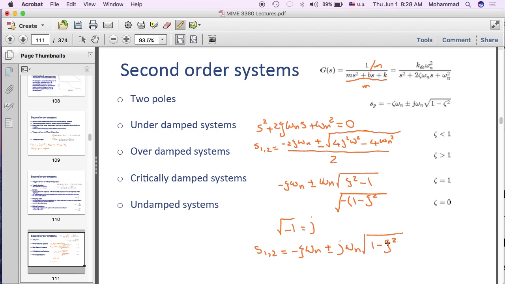Why are we looking at this? I'm trying to convey this message, that the location of poles would have a significant impact on the transient response of dynamic systems. So take this down, please. So the location of poles will define the transient response.